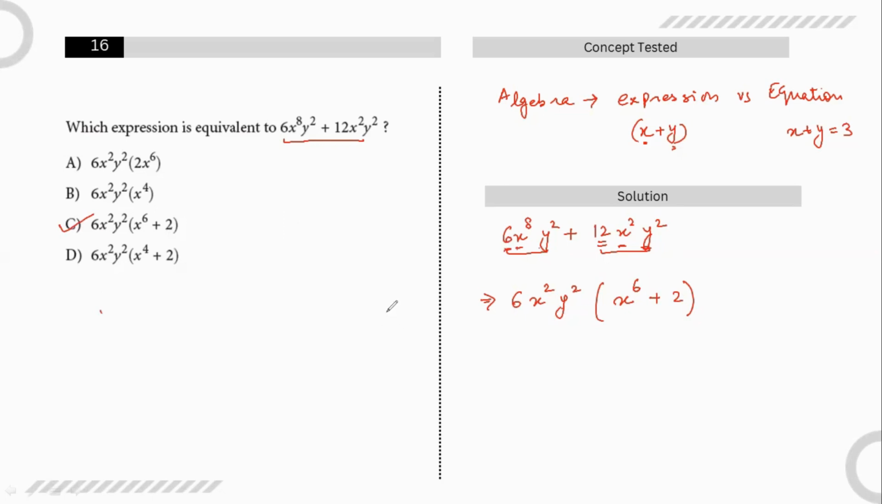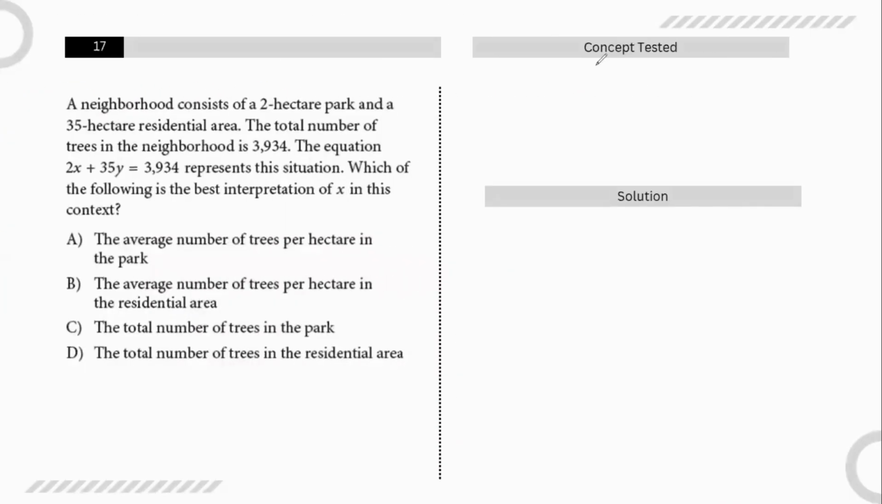Let's now try the next question. Now, starting with the question, it says that a neighborhood consists of a 2-hectare park and a 35-hectare residential area. The total number of trees in the neighborhood is 3934. The equation given is 2x plus 35y is equal to 3934, which represents this situation. Which of the following is the best interpretation of x in this context?